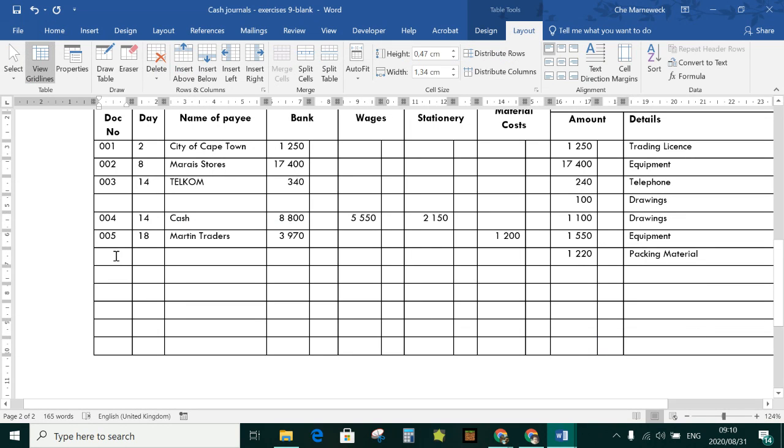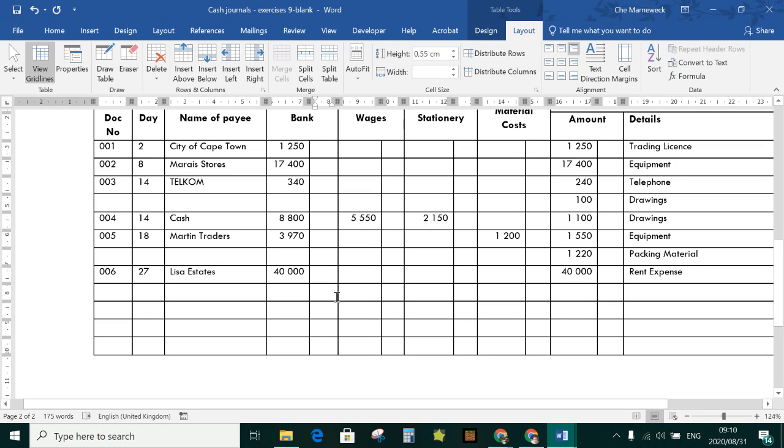So check, making sure that I'm not writing on the wrong line. Transactions must be separate. 006, day 27, Lisa Estates. We're paying 40,000 Rand for rent. We don't have a column for rent expense, so we're going to go to sundry accounts and record that as rent expense.